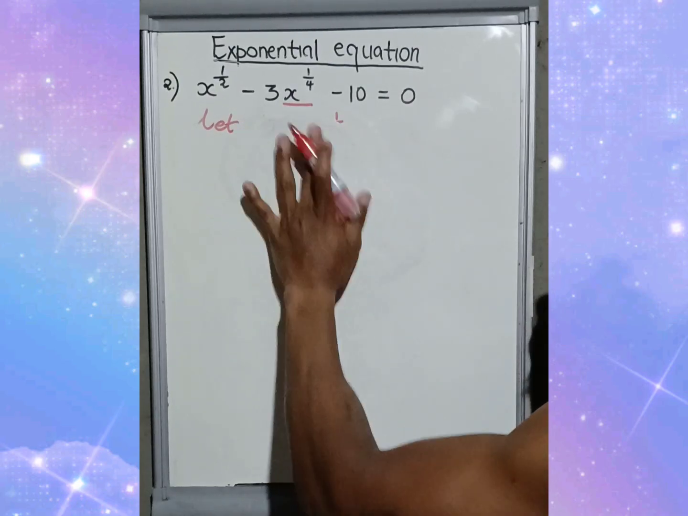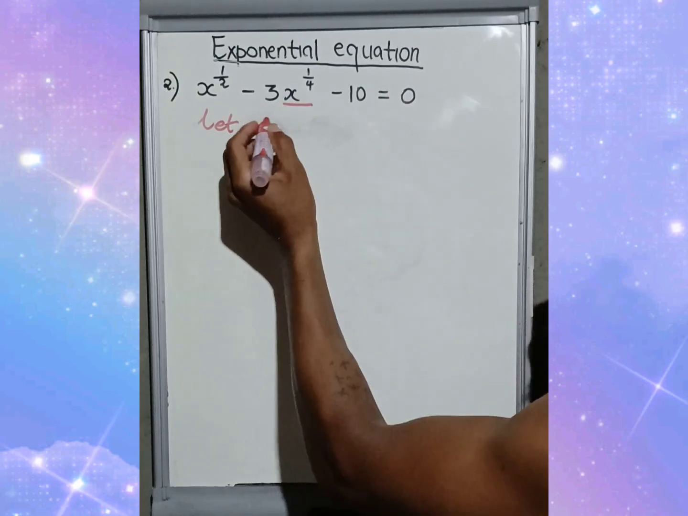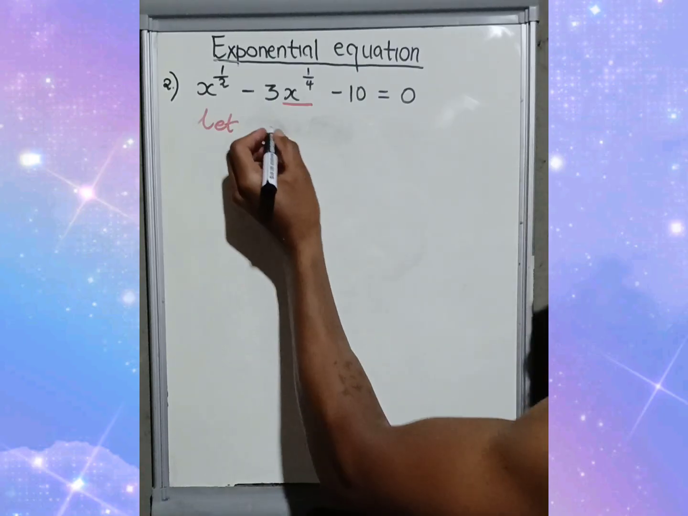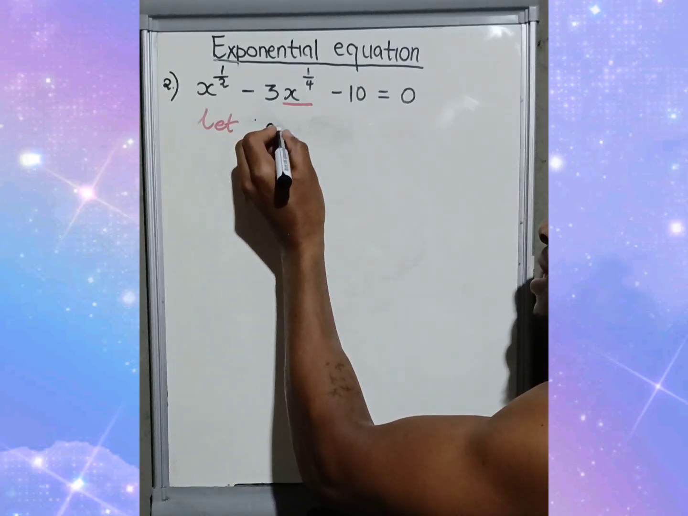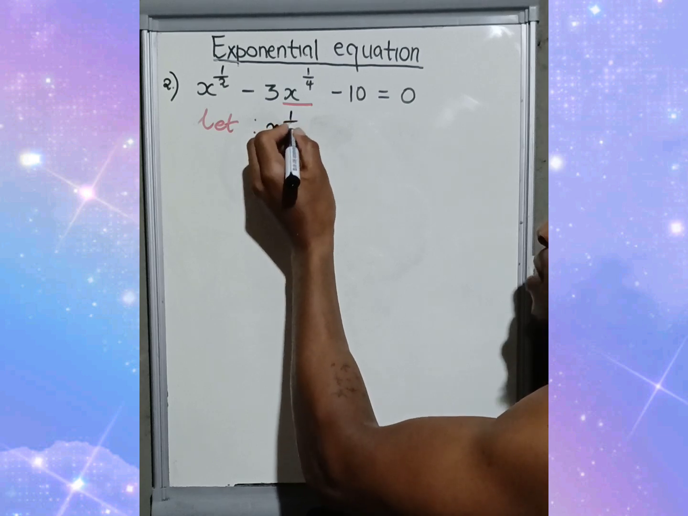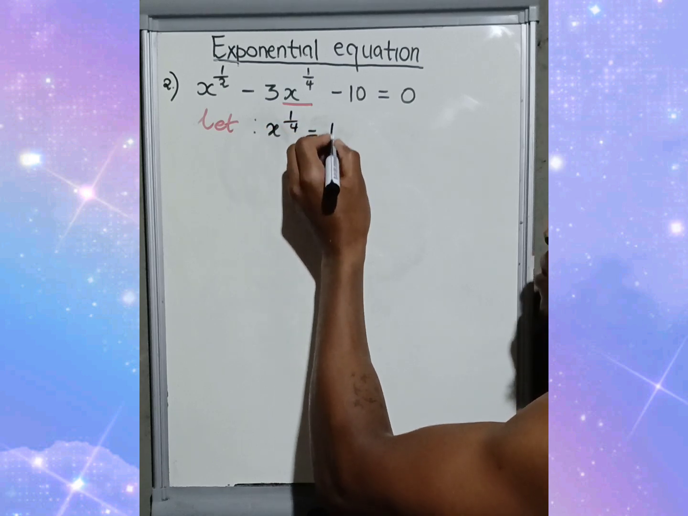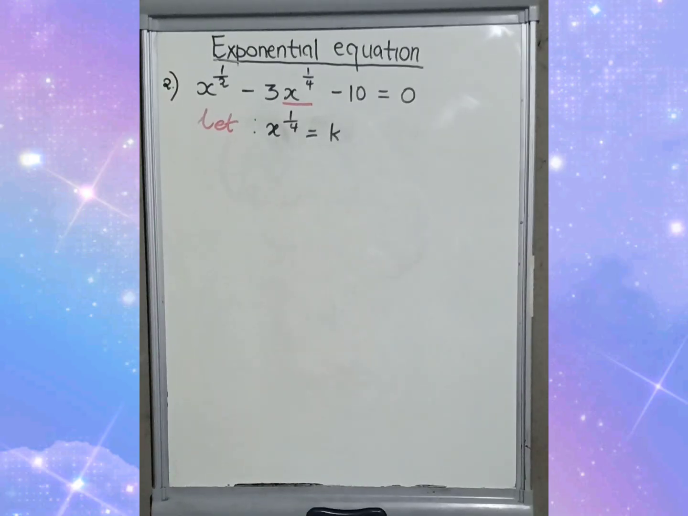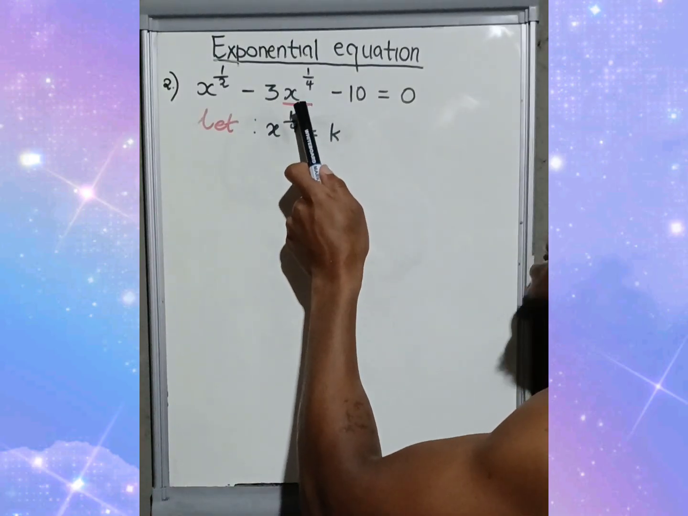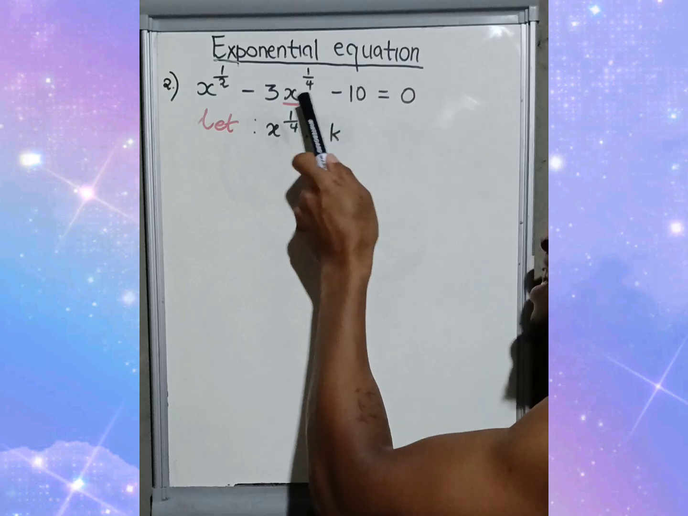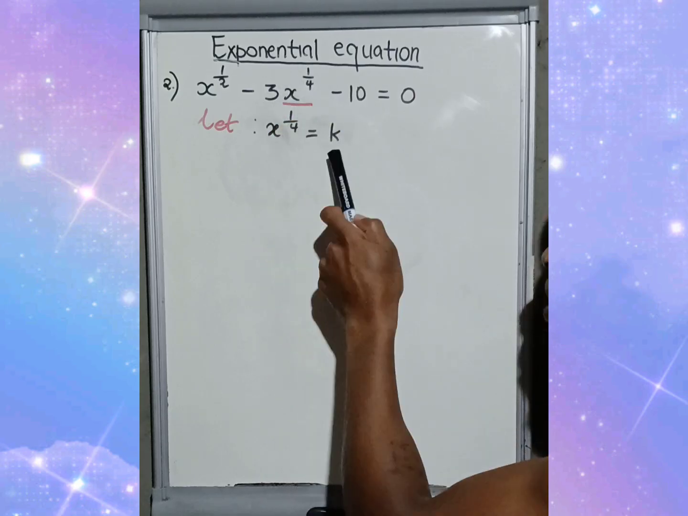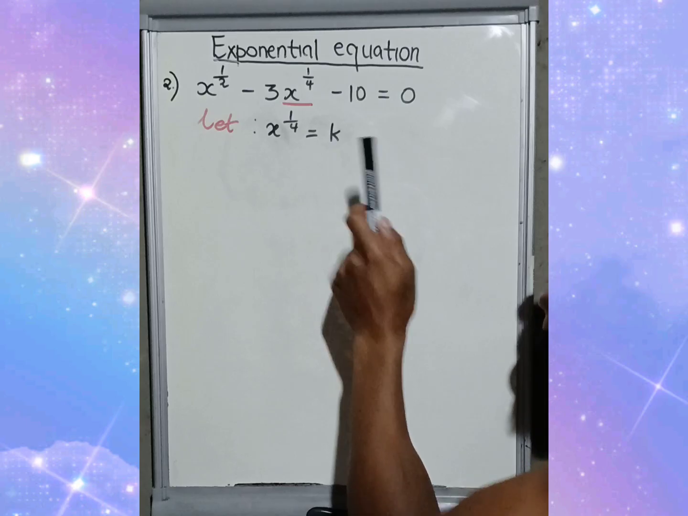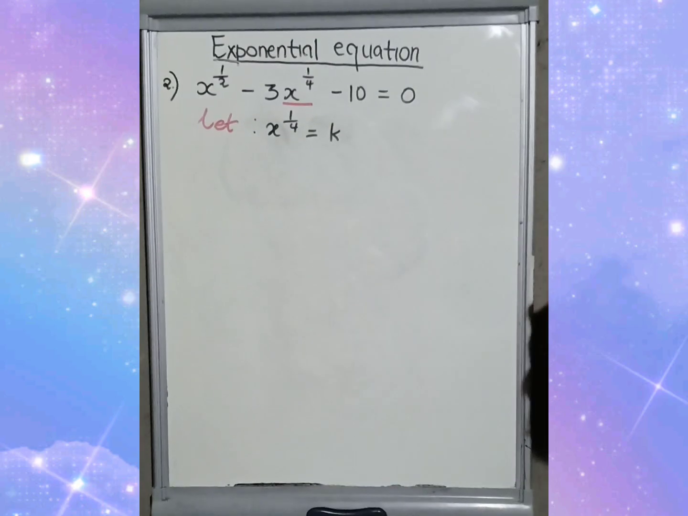Let's say it like this, the same thing: x raised to 1 over 4 equals k. Do you see that? This variable with the exponent that is always in the middle, we say it equals k. It is the k method. We call it the k method.